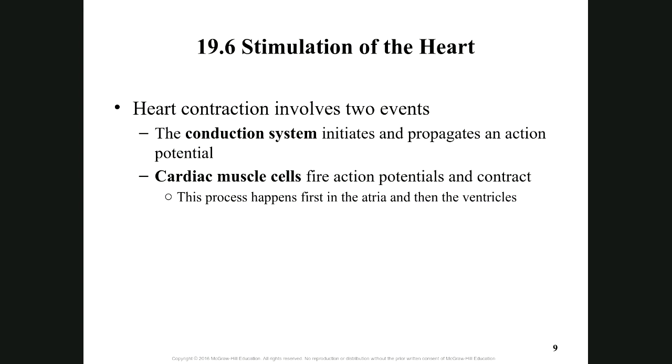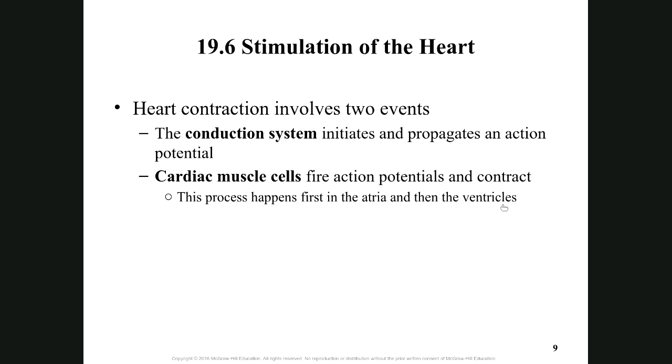The heart stimulation and the heart contraction involve two major events. One of them is the conduction system of the heart initiating and propagating the action potential. And we have cardiac muscle cells which can receive all of this action potential, and they start to fire and go into contraction. This process happens first in the atria and then in the ventricles.